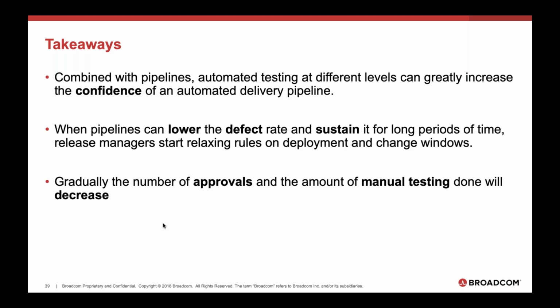And you might actually be able to be agile and start making more code changes, providing value to your end users quicker. So that means gradually the number of approvals that are needed may go down, and the amount of manual testing that's done will also decrease. And in effect, more value to your end users faster.